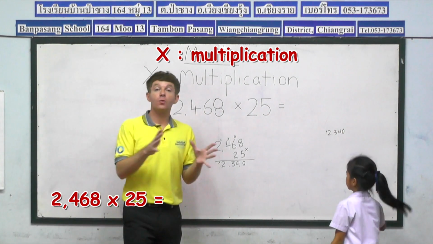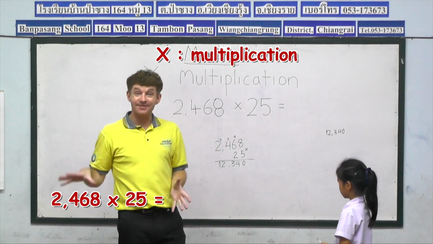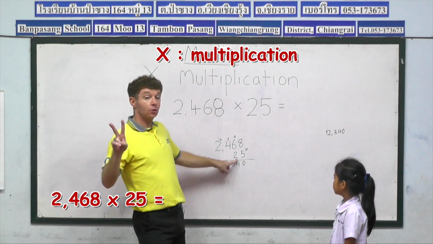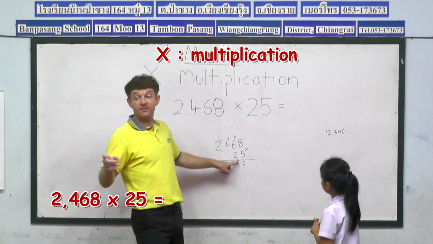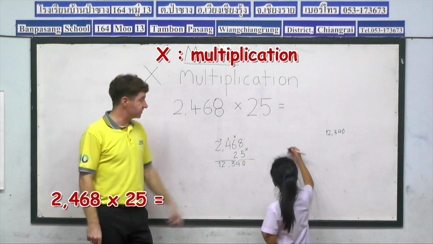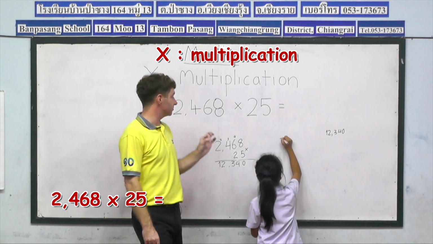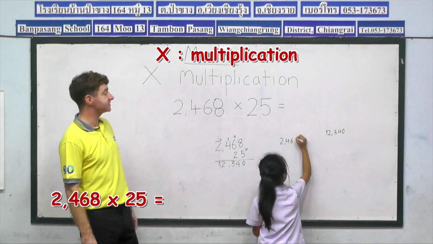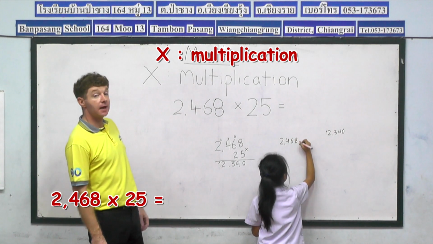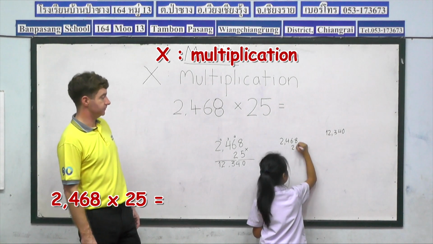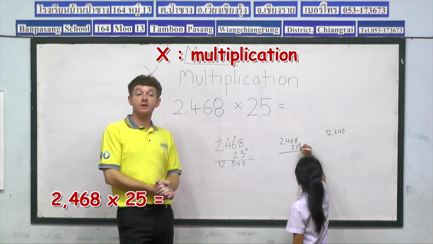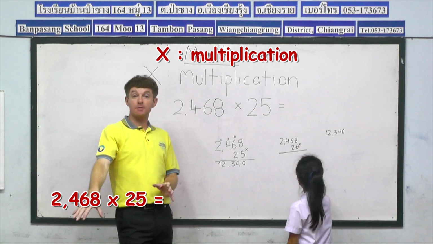But now we move from the ones column into the tens. So how many tens do we have, guys? 2. 2 tens equals 20. So our next calculation, 2,468 multiplied by 20. Now remember our trick with the 0. What do we do with the 0, guys? Delete the 0 for now.